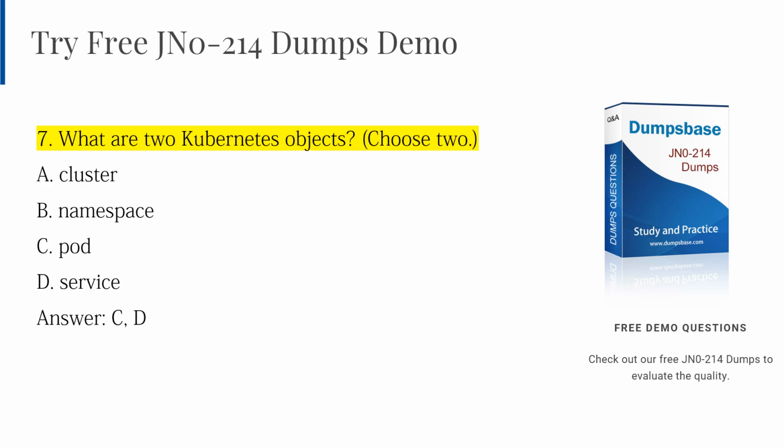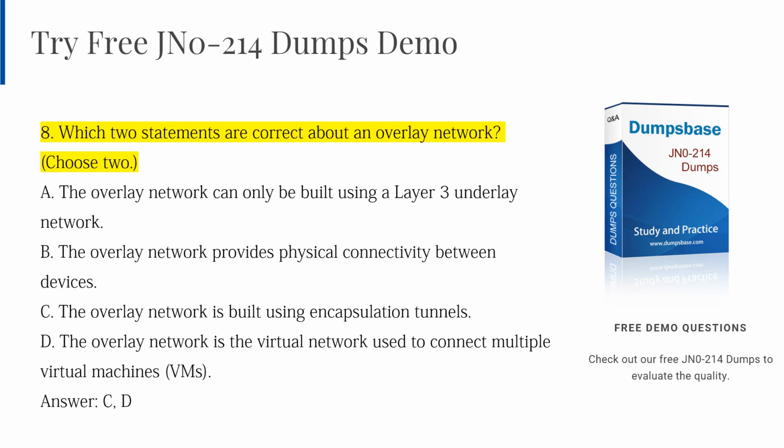7. What are two Kubernetes objects? Choose two. A. Cluster. B. Namespace. C. Pod. D. Service. Answer: C, D.